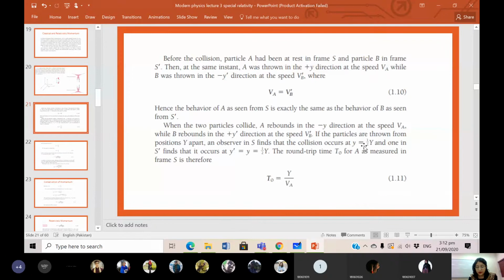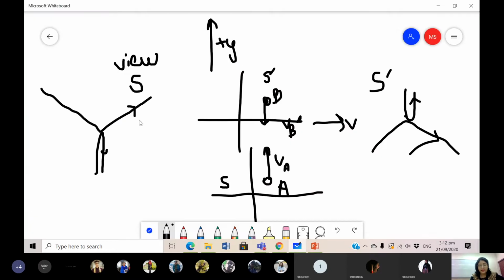Which frame are we talking about? Okay, so basically what's happening now is that we want to define T0. Before we do that, if the particles are thrown from a position y apart, this is the distance. Capital Y is the initial distance between the particles. And for A to move, what is this distance? This will be capital Y divided by 2, right?